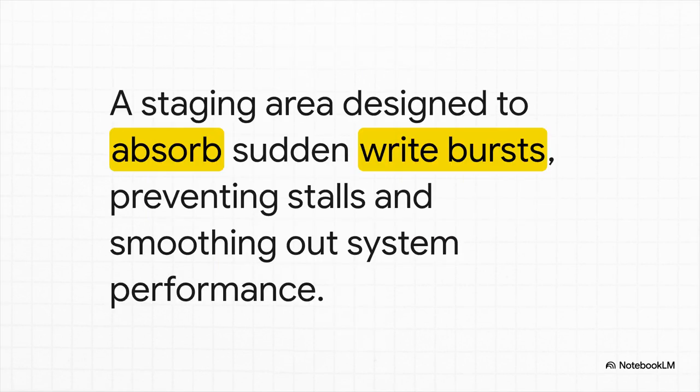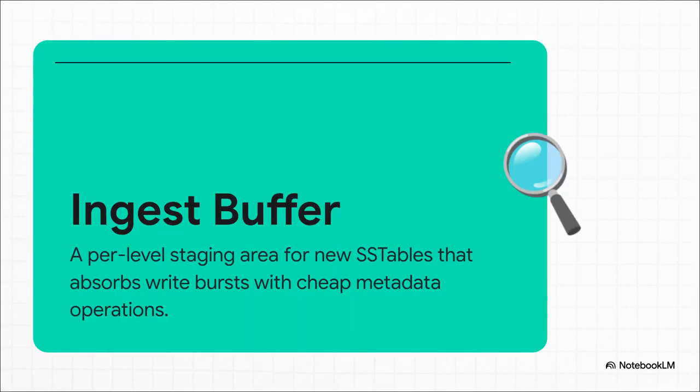All right, the next piece of clever engineering is the ingest buffer. This is all about handling those sudden, massive bursts of traffic without even breaking a sweat. Think of your LSM tree as a river. A sudden, massive downpour of writes can cause a flash flood, stalling out the entire system.